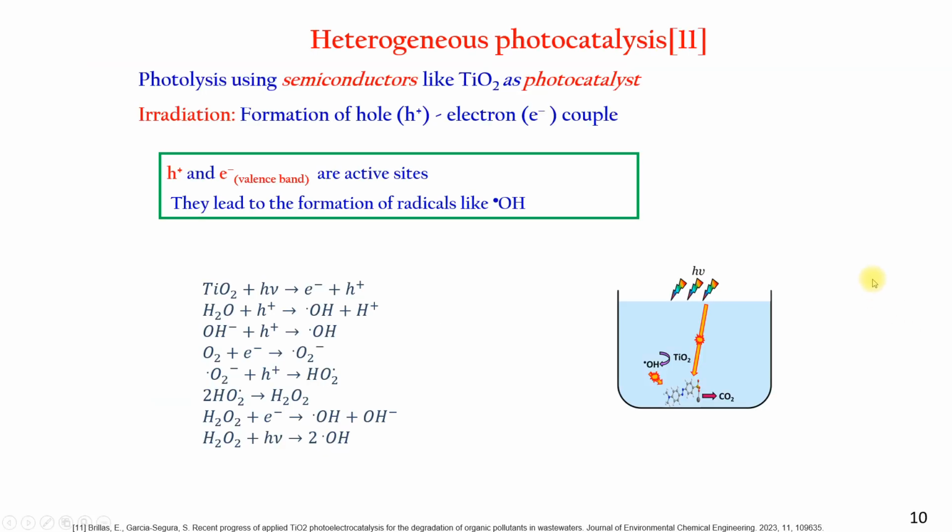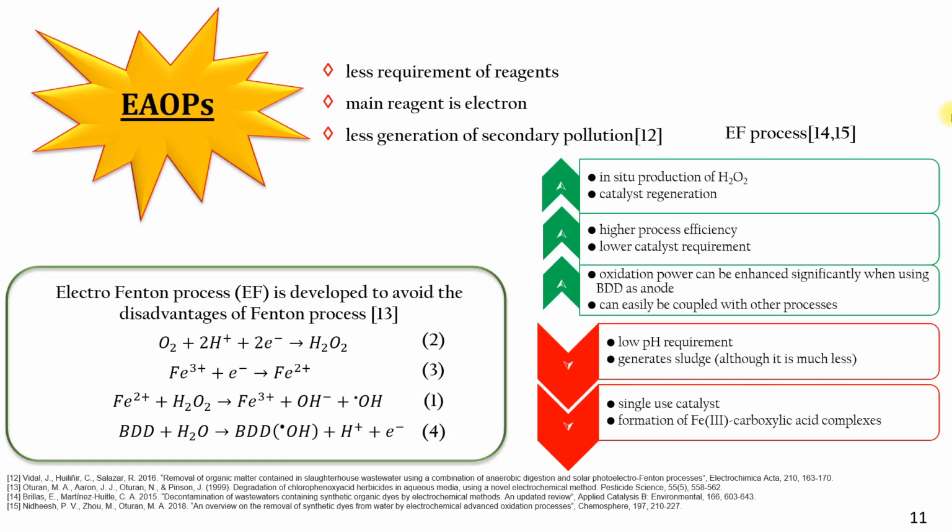Heterogeneous photocatalysis is another alternative for advanced oxidation processes. Here titanium dioxide can be used to produce hydroxyl radicals. Electrochemical advanced oxidation processes are another alternative method. The electro-Fenton process is a good example of electrochemical advanced oxidation processes. Here we activate oxygen in the water with cathodic reduction to produce the oxidizing agent hydrogen peroxide, and also the Fenton catalyst is regenerated on the cathode as well to perform the Fenton reaction.